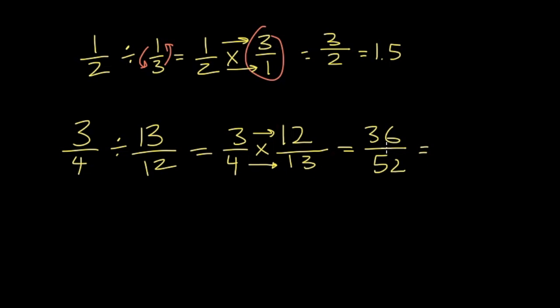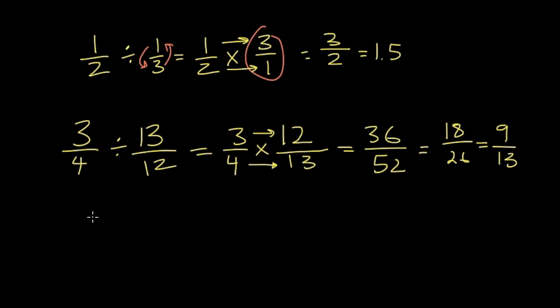Since both numbers are even, I can divide by 2. 36 divided by 2 is 18, and 52 divided by 2 is 26. Now I can also divide by 2 again. Here I'd get 9, and here I would get 13. So my final answer is 9 over 13.